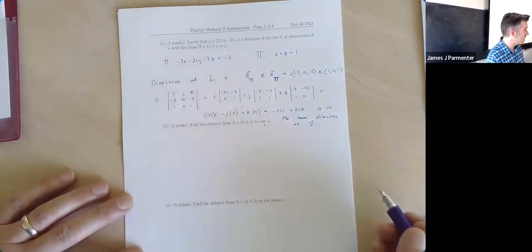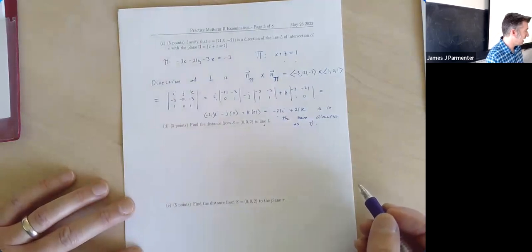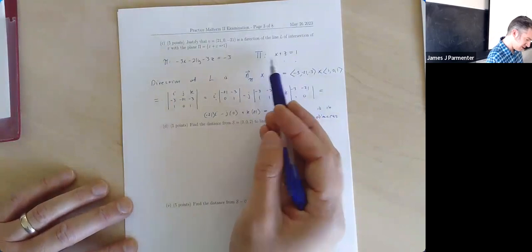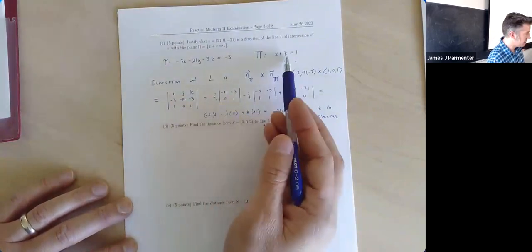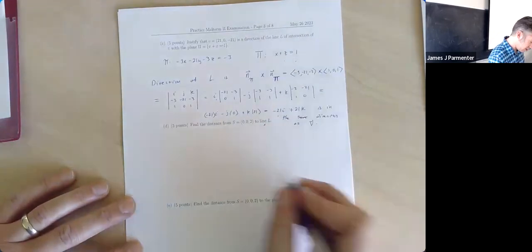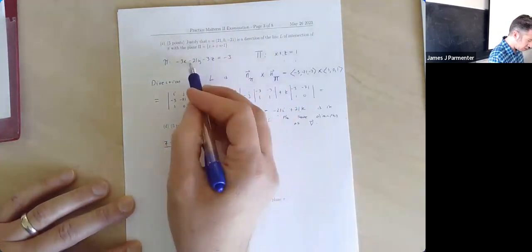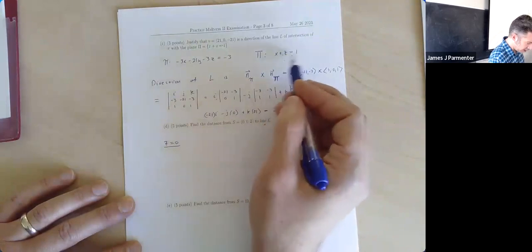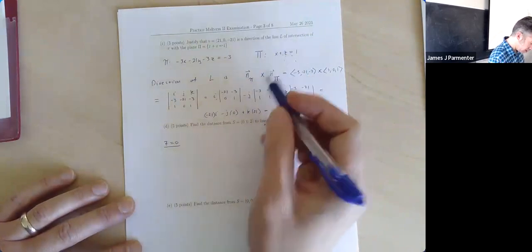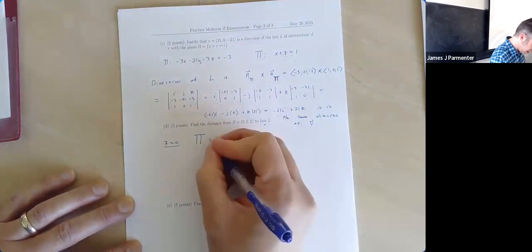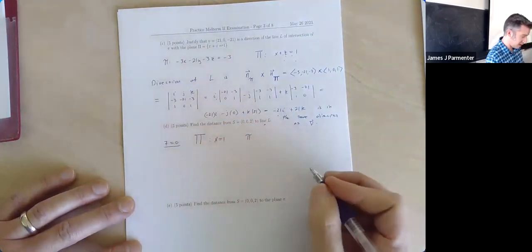You set one of the things equal to 0, and if it doesn't work, then you pick something else. Setting y equal to 0 seems dicey. I'm going to set z equal to 0 and see what happens. So z equals 0 for these two planes. Over here, for big pi, I get x equal to 1, and for little pi, I also get x equal to 1.